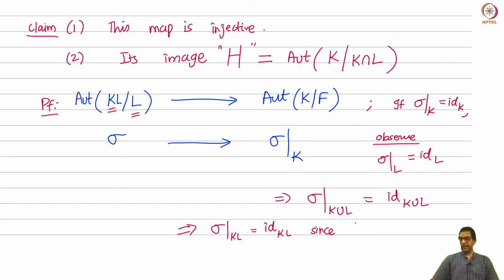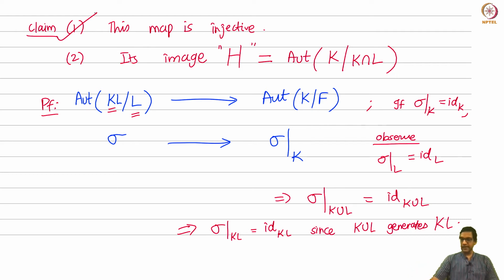Since K union L generates KL. Okay, so that's all you need to show injectivity. So the first claim is done. If sigma restricted to K is identity, then sigma on KL itself is identity.